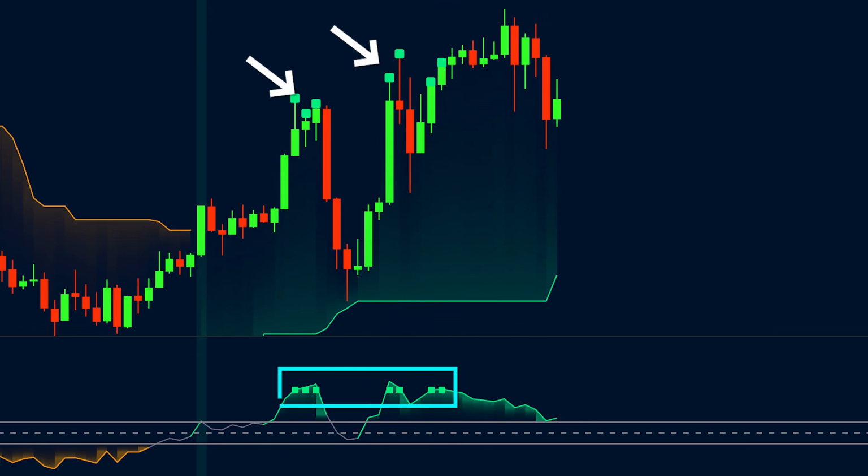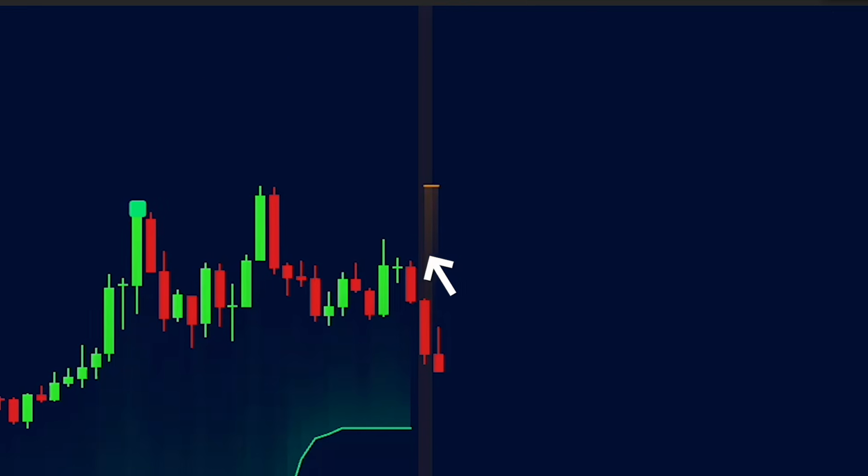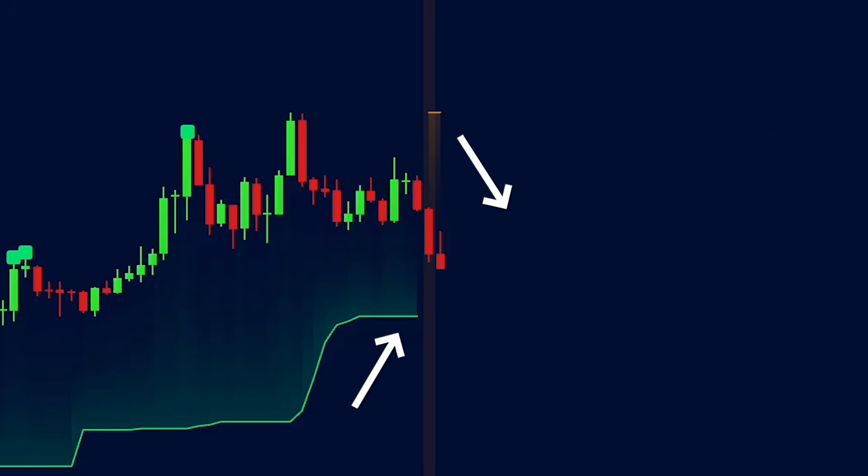Look for the colored square markers that appear both on the oscillator and on the price chart, as these mark potential reversal zones with mathematical precision. The background color will also shift, giving you clean visual confirmation of the momentum change.